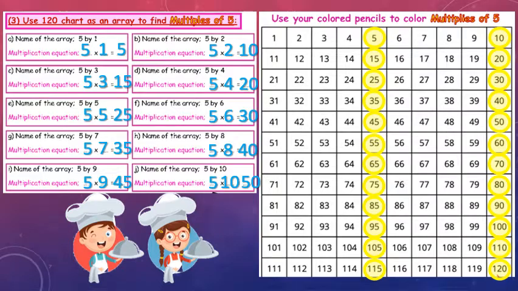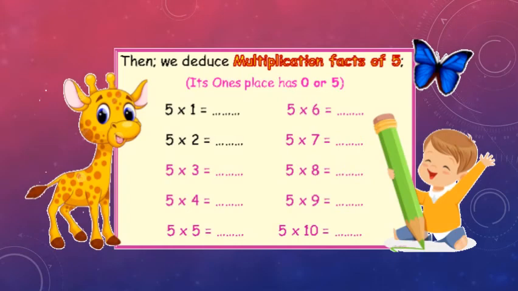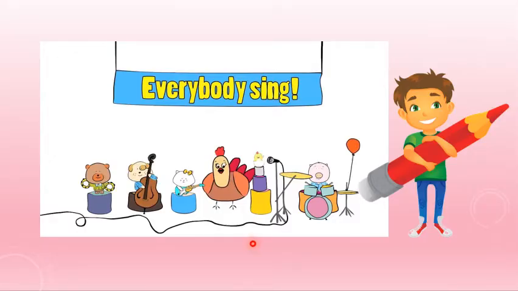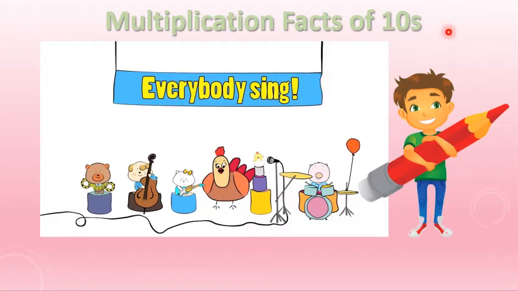Good job. Now let's fill our table here. Multiplication facts of 5. Its ones place, as we noticed before, has 0 or 5. Okay? 5, 10, 15, 20, 25, 30, 35, 40, 45, and 50. Good job. Now let's go to multiplication facts of 10.